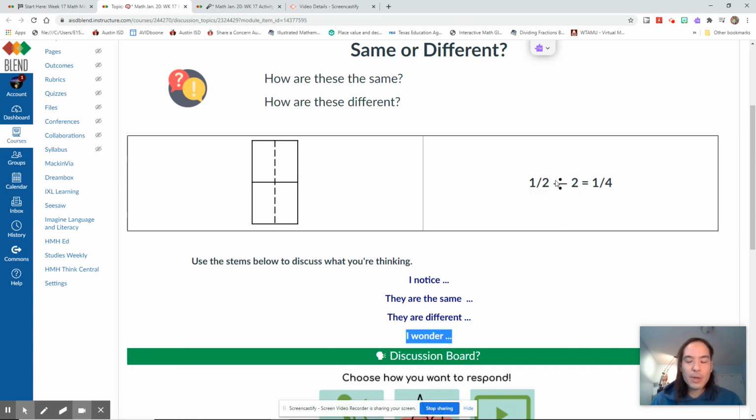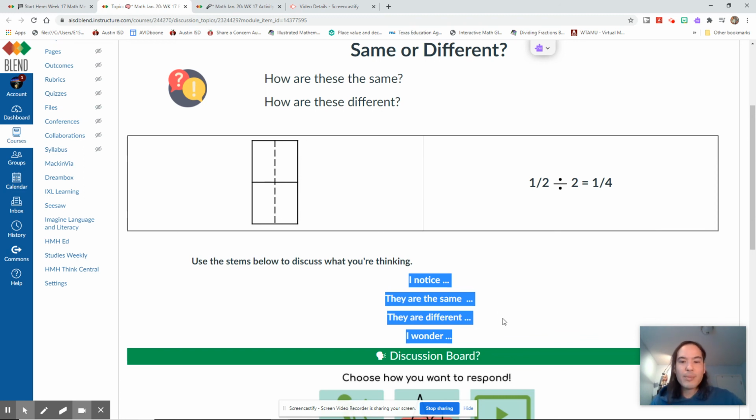And I wonder how efficient the picture method is for dividing fractions? Or I wonder, is the algorithm easier to use? Or I wonder why we do the picture part, or how often the picture part will come up on tests, things like that. Those are good wonderings. So use all the stems if you want all the credit. If you're using one stem, you may not be getting all your credit. So definitely check your feedback too.